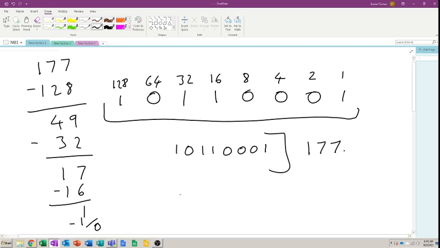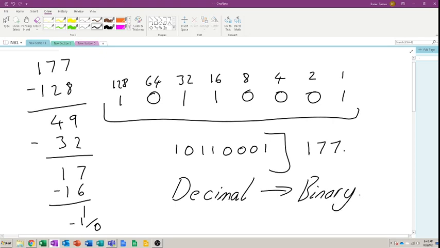So what we have done is we've been able to turn decimal or denary into binary using this method. But you might be thinking, well, how do I go from binary to decimal?